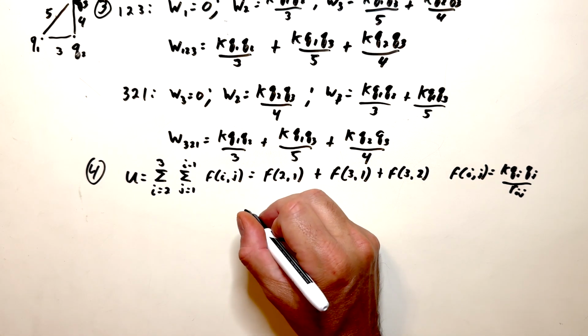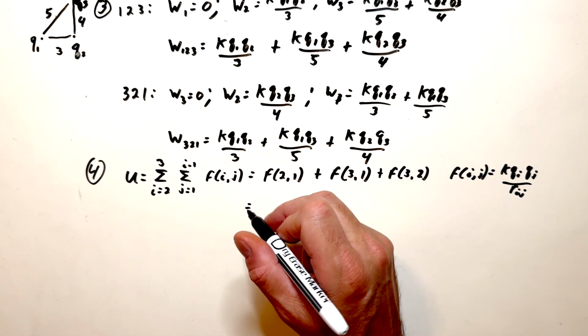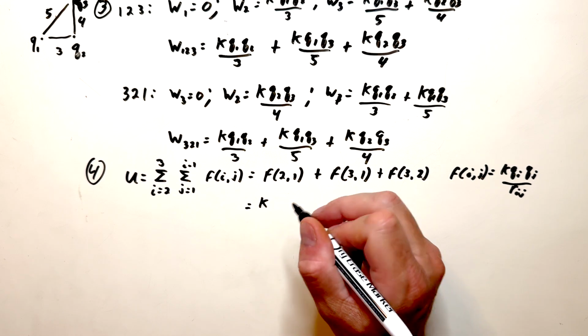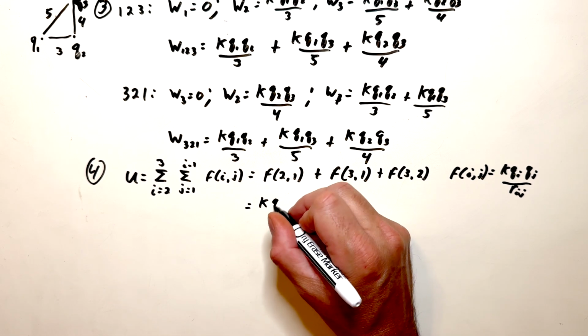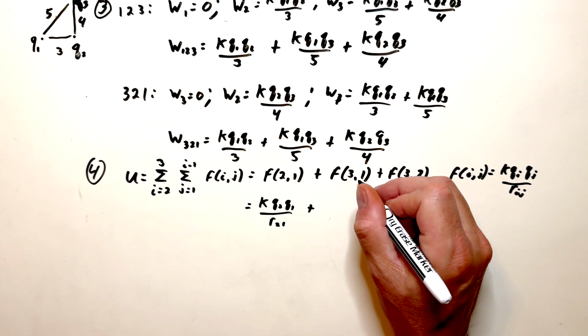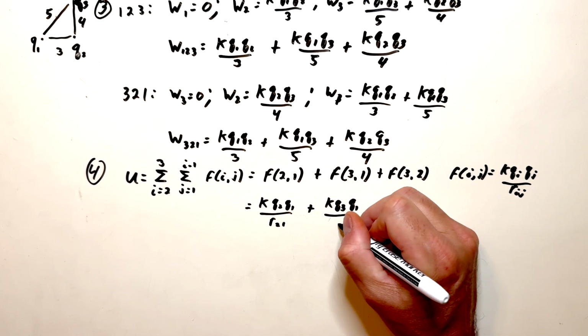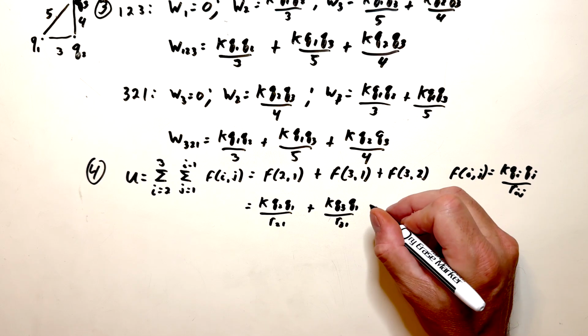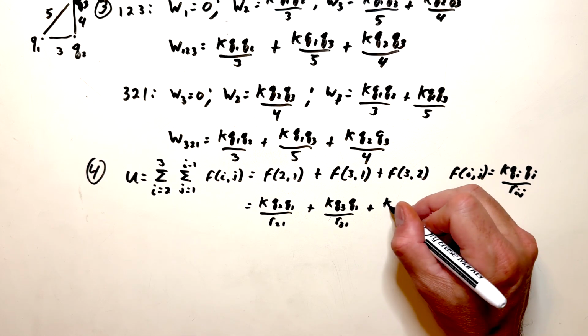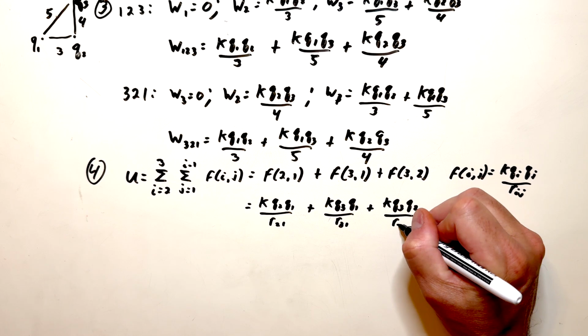Okay, so now we can plug in the values for this. And so we get, let's see, for f of 2, 1, k q2 q1 over r 2,1. f of 3, 1 will be k q3 q1 over r 3,1. And f of 3, 2 will be k q3 q2 over r 3,2.